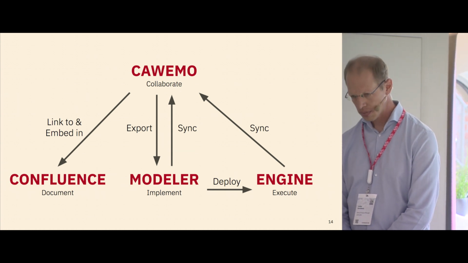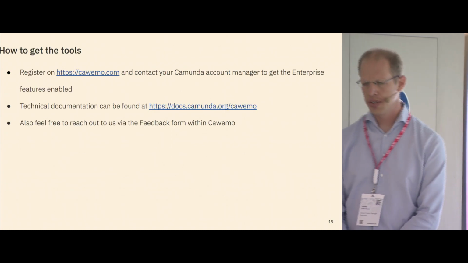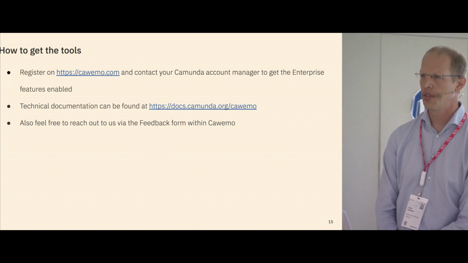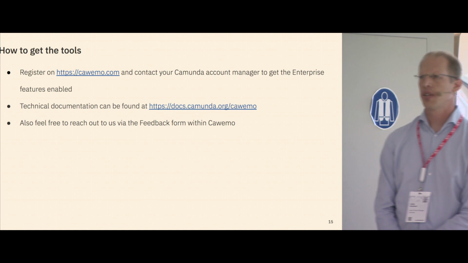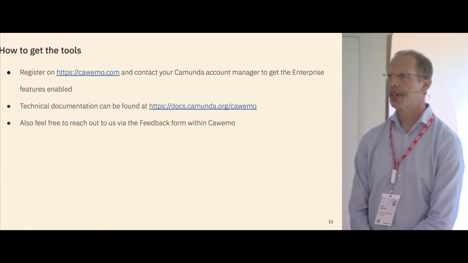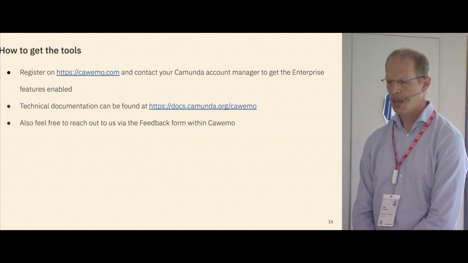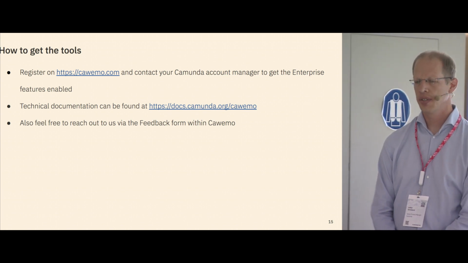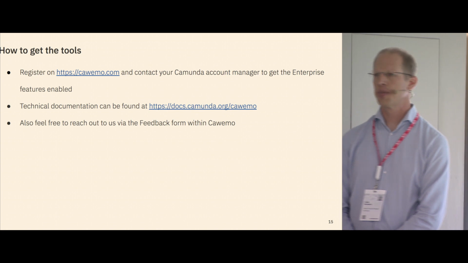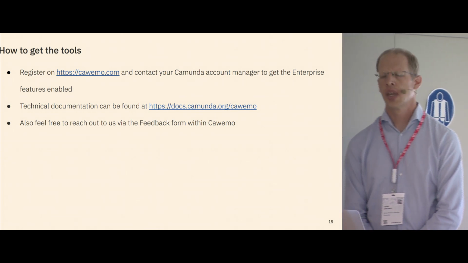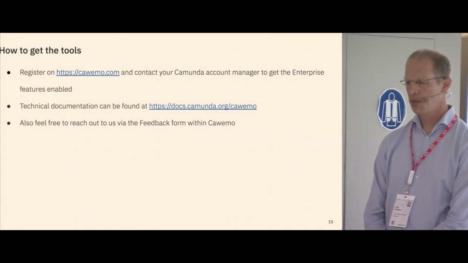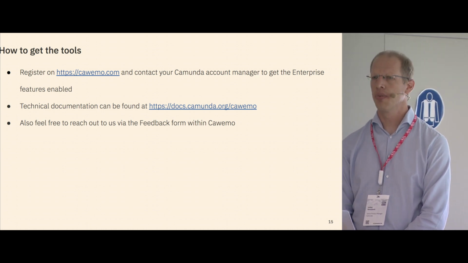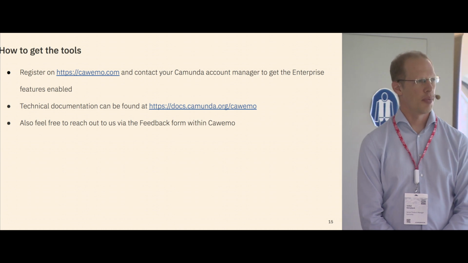And maybe you ask yourself, how do I get all this? Well, you can register on Cawemo.com, create your user account there, then contact your Camunda account manager to get the enterprise features enabled. And we have technical documentation in our documentation pages, where there is a description of how you install these things and how you can also use this. And in Cawemo, we also have a feedback form where you can just type any feedback.